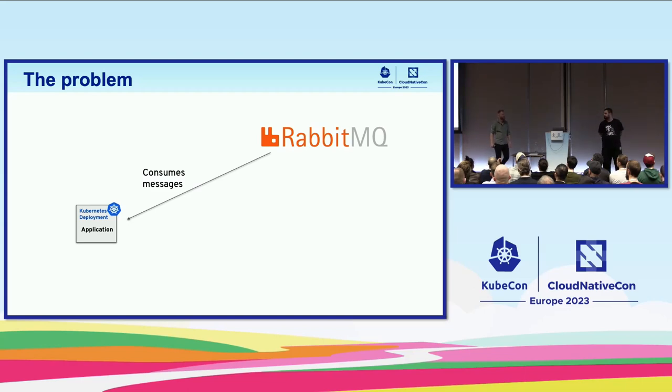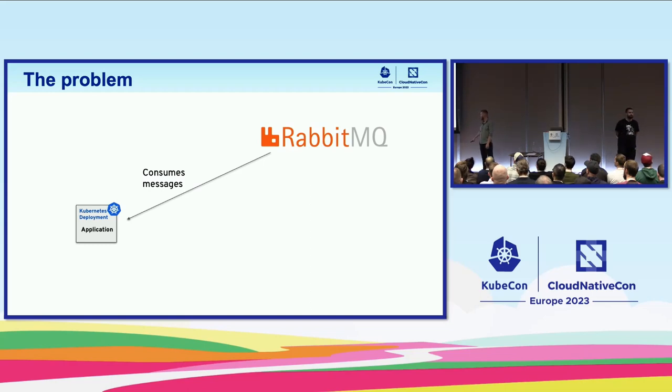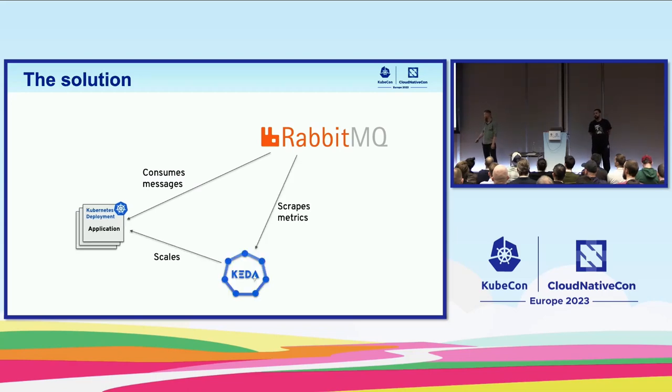But this has a problem in this setup. If you want to autoscale based on CPU or memory, which are the only metrics HPA provides, this might not correlate with the actual needs of our application, because it consumes messages from an external service, in this case RabbitMQ. So we would like to autoscale based on metrics from this external service. The solution is very simple: you plug KEDA into this setup. KEDA scrapes metrics from the external endpoint, RabbitMQ, and based on those metrics it decides on autoscaling the application deployment.